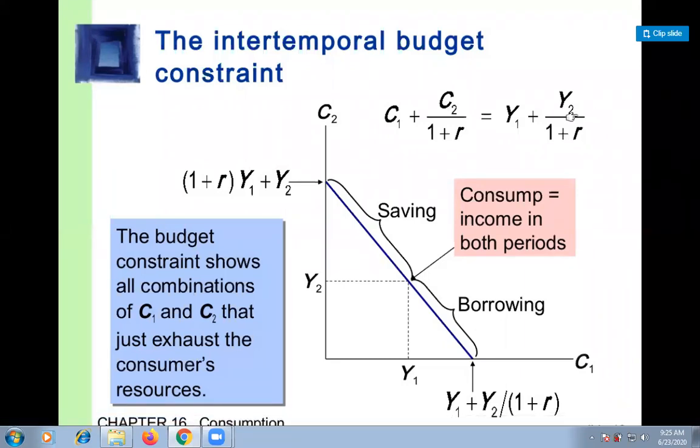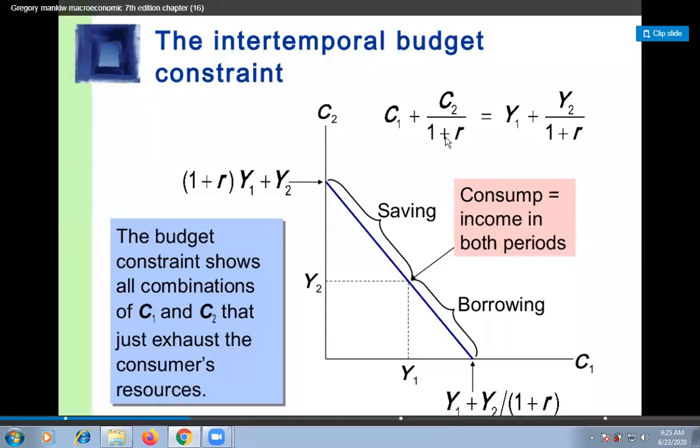So multiply both sides with 1 plus R. Multiply right side and left side with 1 plus R. Here the 1 plus R will be crossed with 1 plus R. Here Y1 multiply 1 plus R plus Y2 multiply 1 plus R divided by 1 plus R. So this 1 plus R will be crossed with 1 plus R. So the answer will be Y2 plus Y1 into 1 plus R. At this point, C2 equal to Y2 plus Y1 into 1 plus R.